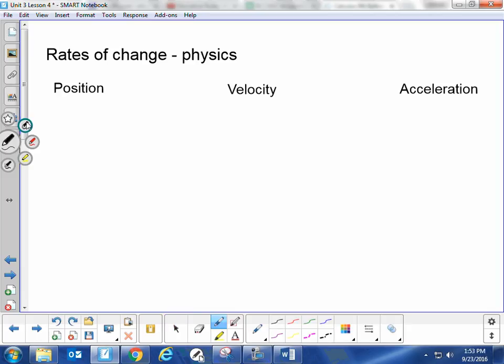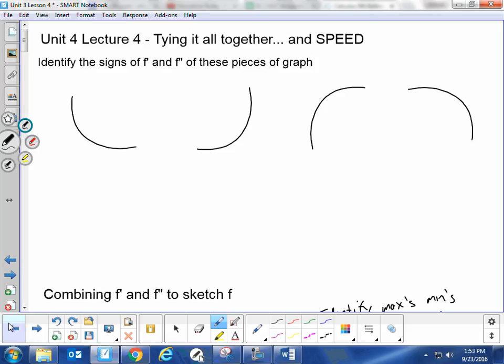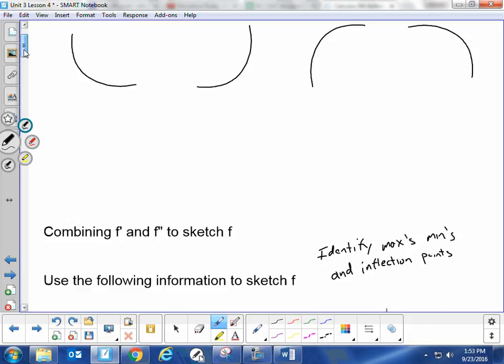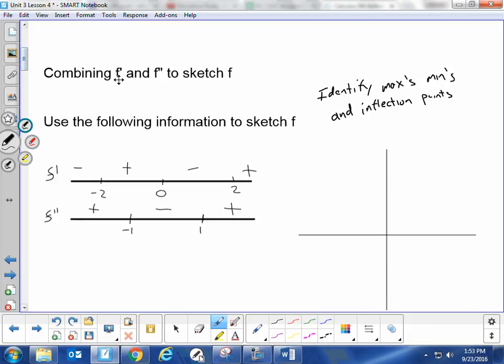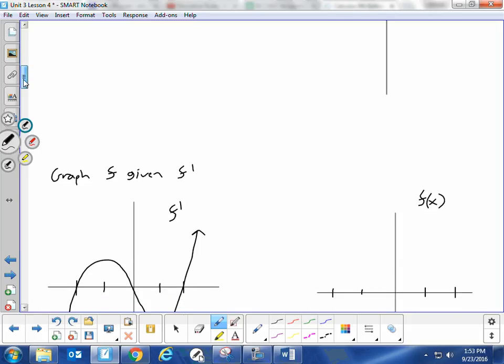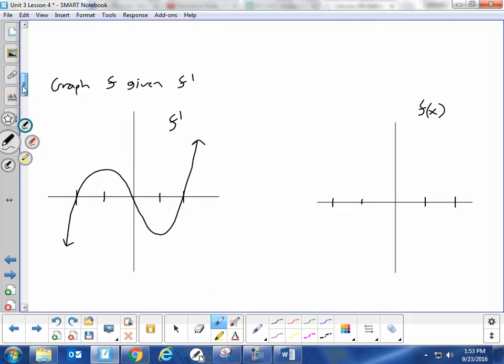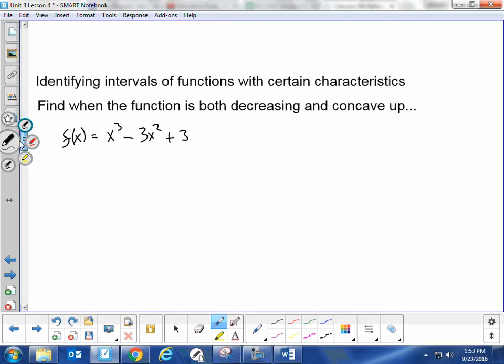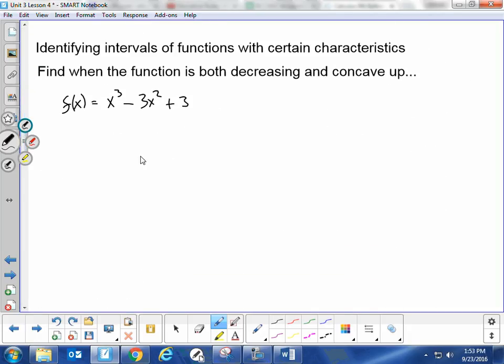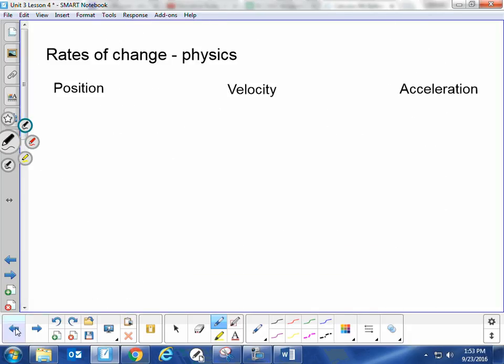All right, here's the lesson. The lesson is entitled Tying It All Together in Speed. It's really going to be looking at f prime and f double prime at the same time, okay? We can combine knowledge of f prime and f double prime to sketch f. We can look at a graph of f prime and do a good job of sketching f. We can look at when a function is both decreasing and concave up, concave down as well.